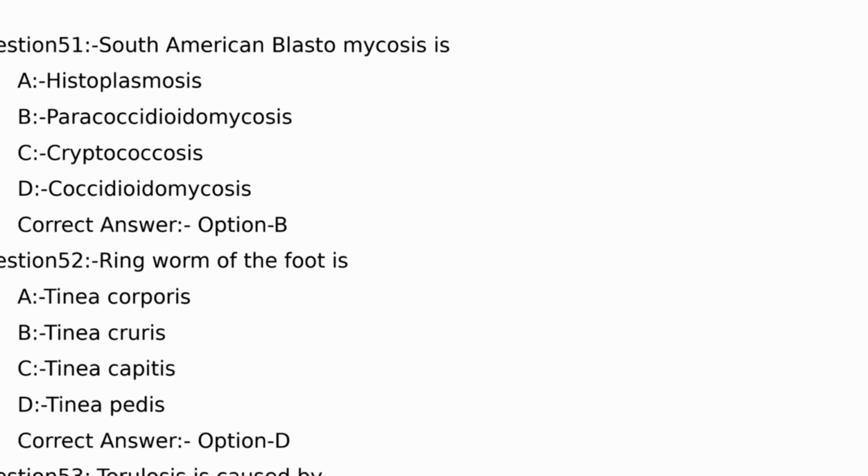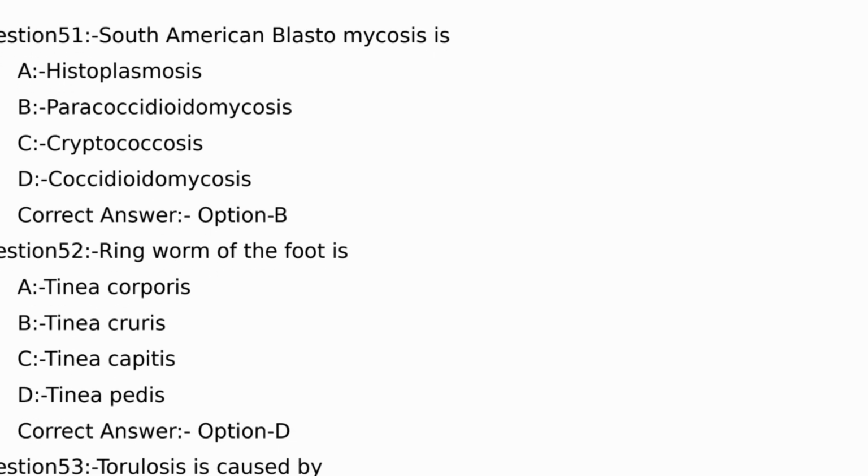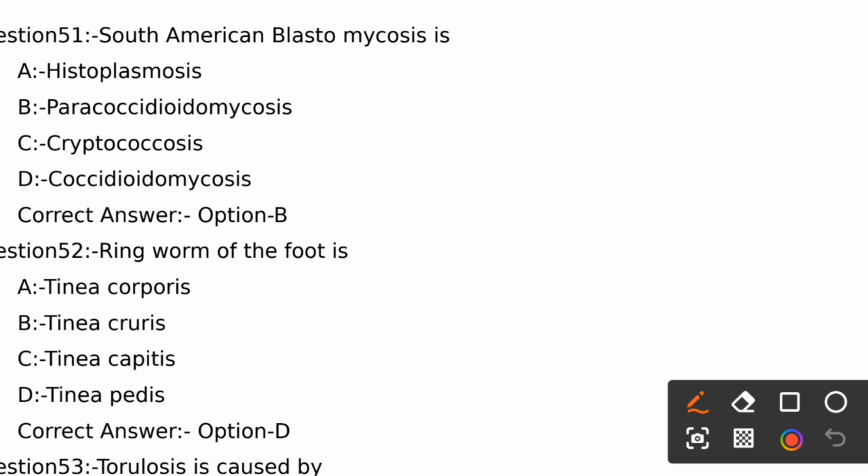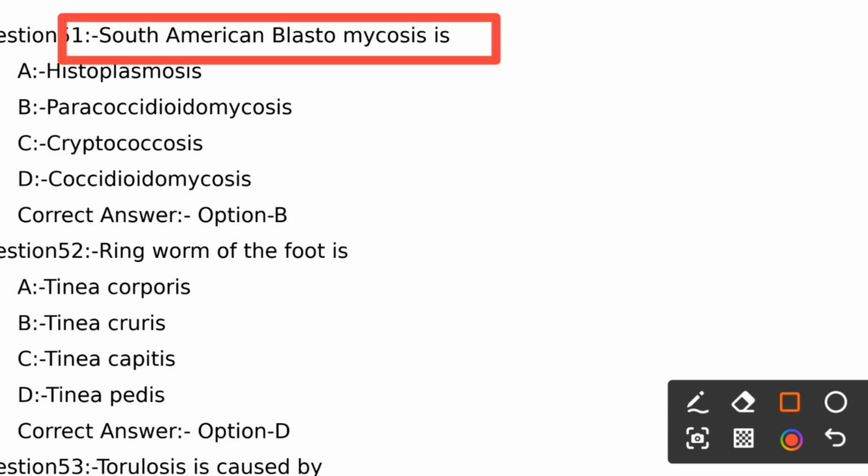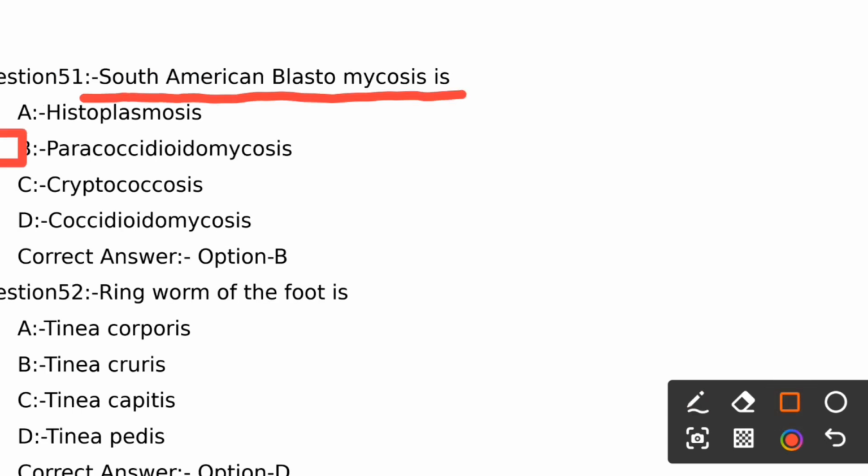Then next question. South American blastomycosis is option A histoplasmosis, option B paracoccidioidomycosis, option C cryptococcosis, option D coccidioidomycosis. What is South American blastomycosis? Paracoccidioidomycosis. South American blastomycosis is also known as paracoccidioidomycosis. Right answer is option B.